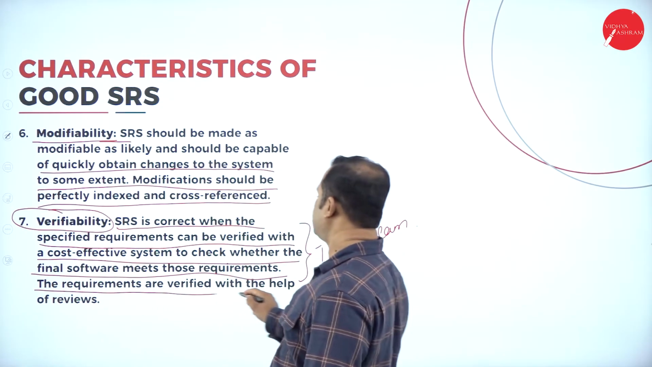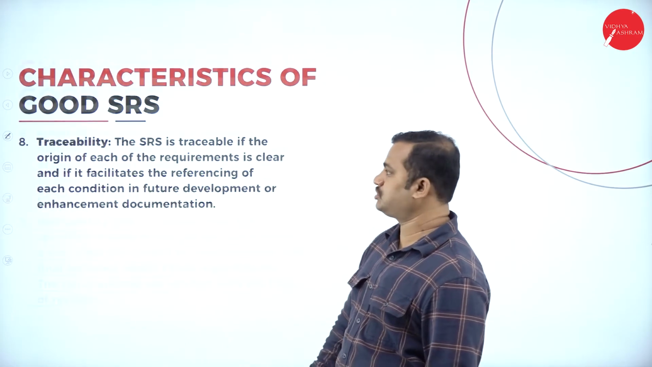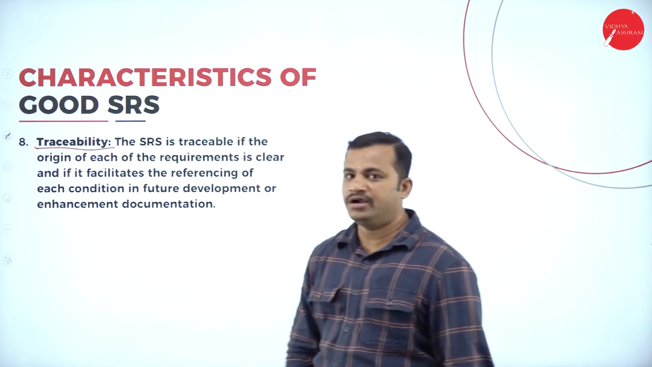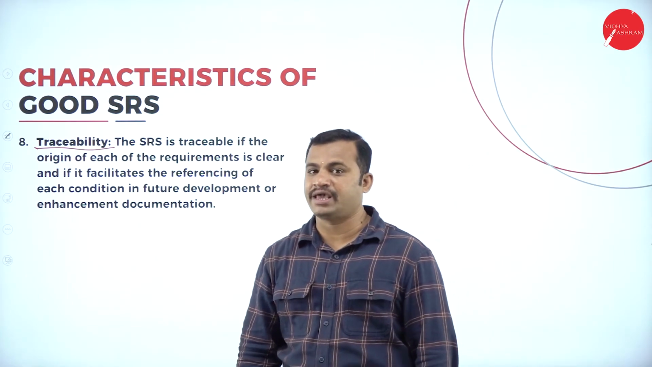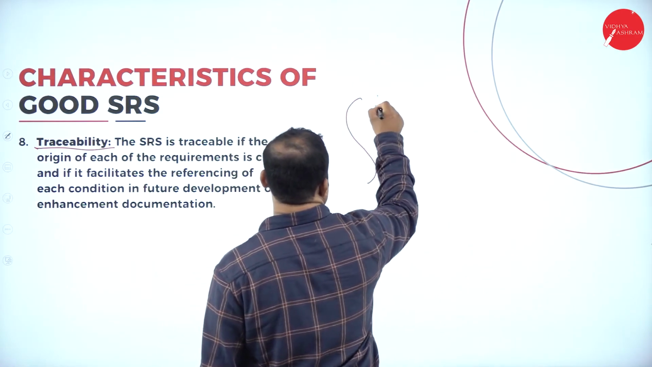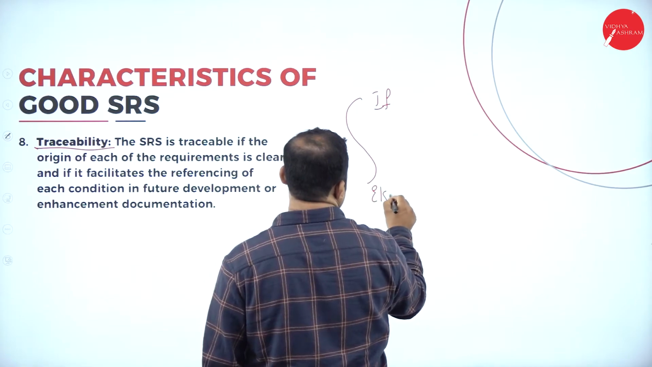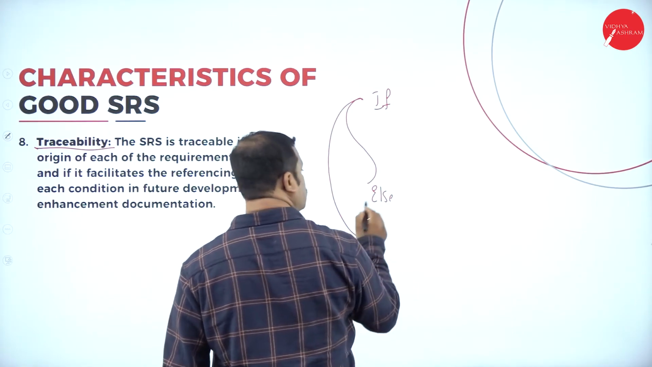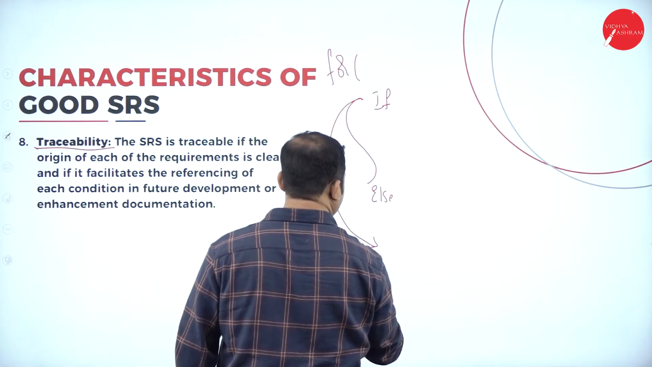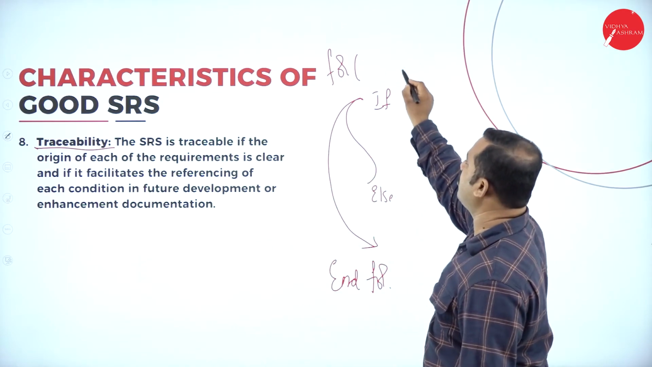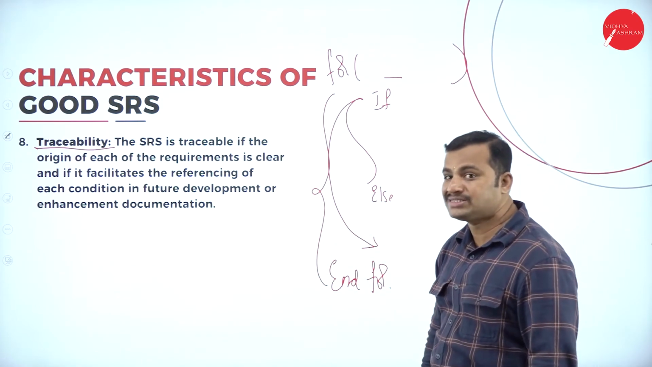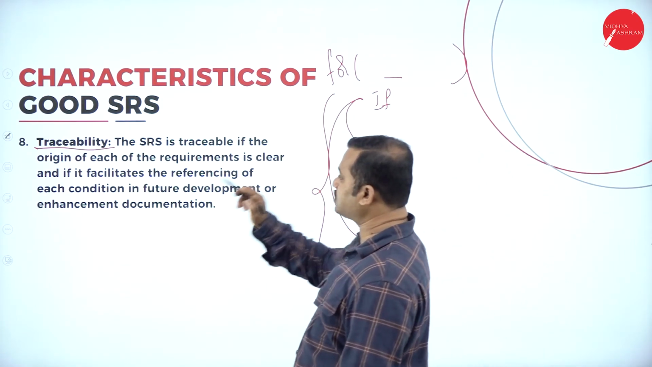Then the requirements are verified with the help of reviews. Then what is the meaning of traceability? You may have heard about traceability. The traceability feature indicates that if there is a flow of control from one block to another block, that is, from the if block to the else block, then it has to be traceable. If it is within the for loop, end for, then it must be traceable. Based upon this condition, how many iterations the set of statements are going to be executed is determined. That is called traceable.